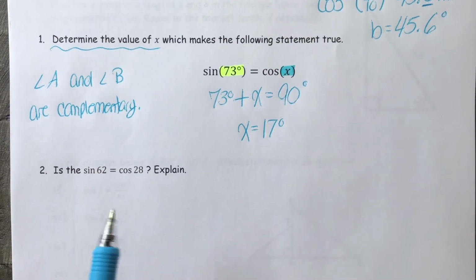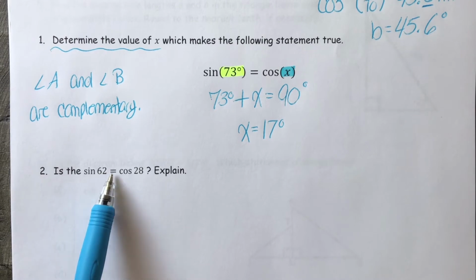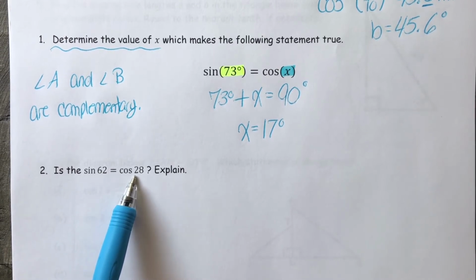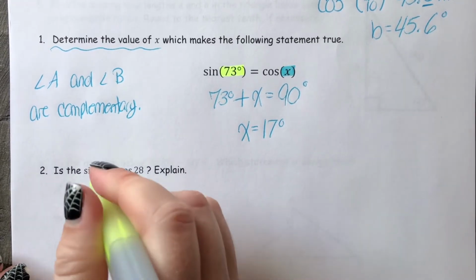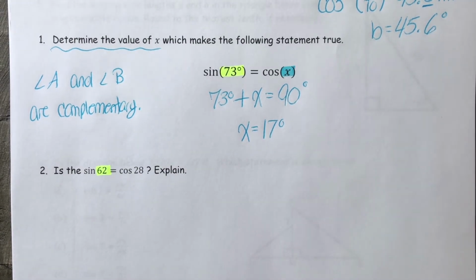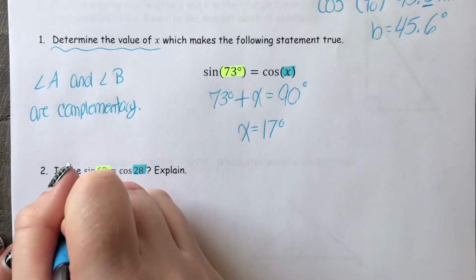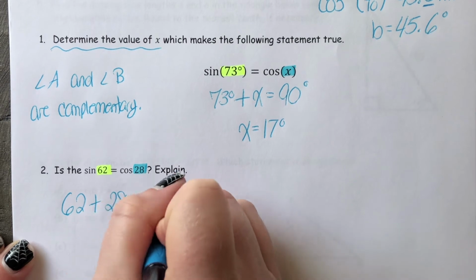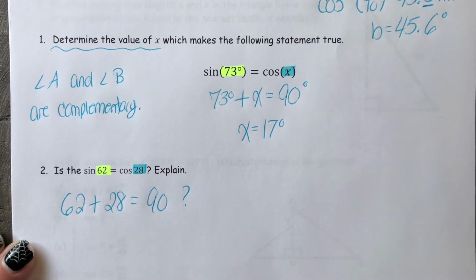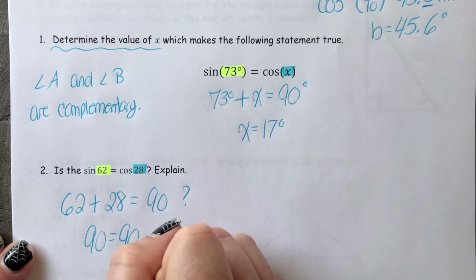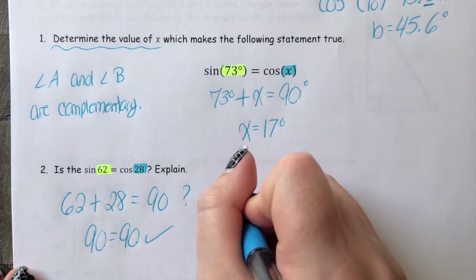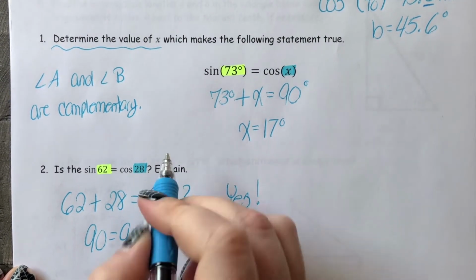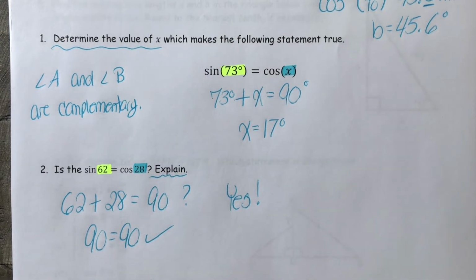All right, number 2. Is the sine of 62 degrees going to be the same thing as the cosine of 28 degrees? Explain. Well, I'm going to use that same strategy I just used on number 1. I know that angle A, when I add it to angle B, those 2 degree measures should make 90 degrees. So I'm just going to check. Is 62 plus 28 90 degrees? Well, when I add it together in the calculator, I do get 90. So it works. It checks off. So are these two going to be equal? Make sure you answer the question. Yes, they will be equal. Explain. Make sure that you answer the question completely.